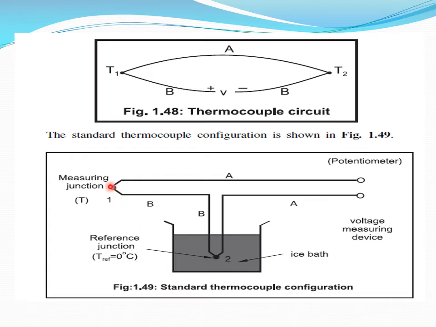So there is a temperature. This is the junction you are going to measure. If it is at high temperature with respect to this low temperature junction, what is the temperature difference? That temperature difference will create a voltage. So we connect a voltage measuring device here, and you can monitor the voltage difference.